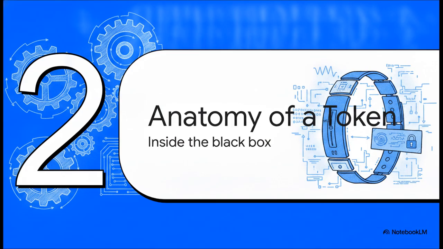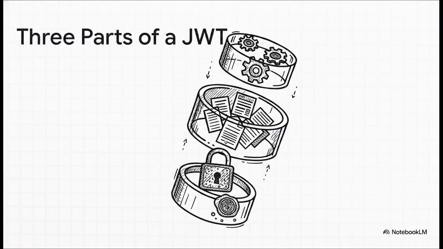Moving on to Section 2, the anatomy of a token. Let's break open this black box. So what is this magic wristband actually made of? Let's dissect the JWT and see what's under the hood. A JWT is literally just a long string of characters separated by dots into 3 distinct parts, and they're all base64 URL encoded. First up, we've got the header.